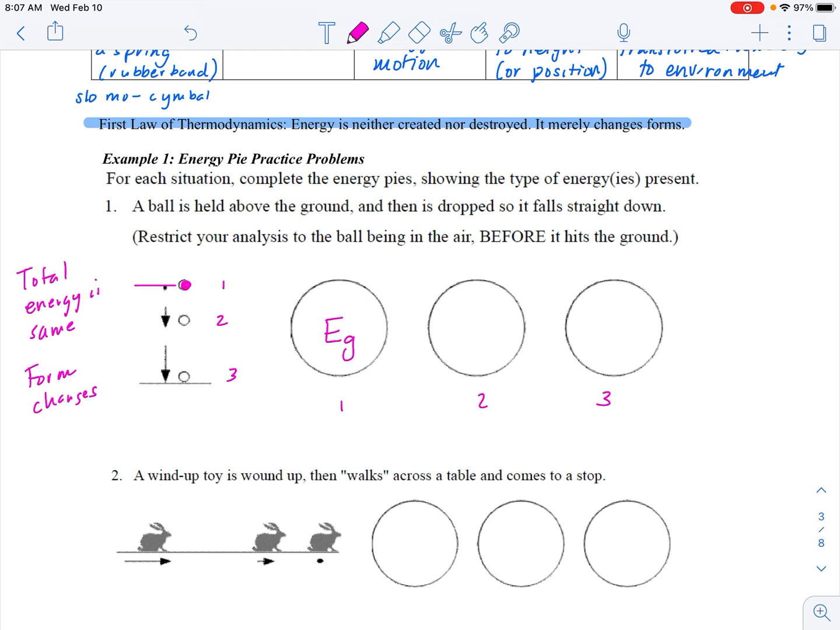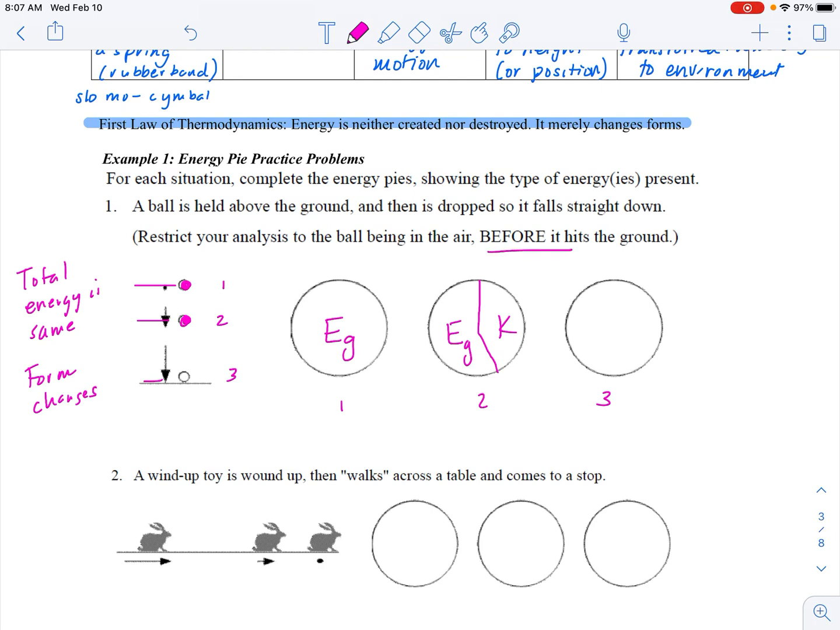Okay, then I'm going to look at position 2. Now at position 2, it's not quite halfway down, so it hasn't lost all of its EG. It still has a lot of EG. The other kind of energy that the object has is kinetic. How do I know it has kinetic? Because it's moving. At this position, the object has some EG and some kinetic. It has a little bit more EG than kinetic, and I know that because it's more than halfway up.